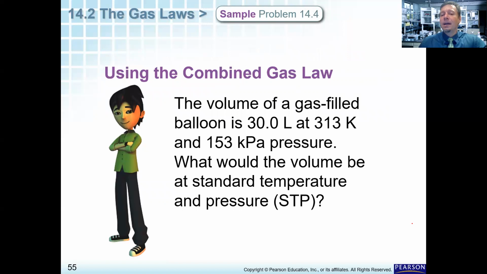So let's look at the combined gas law. Here's an example. The volume of a gas-filled balloon is 30 liters at 313 Kelvin and 153 kilopascals of pressure. What would the volume be at standard temperature and pressure? Well, standard temperature of a gas is 0 degrees Celsius, which is 273 Kelvin. And our standard pressure is 1 atmosphere, which is 101.3 kilopascals.